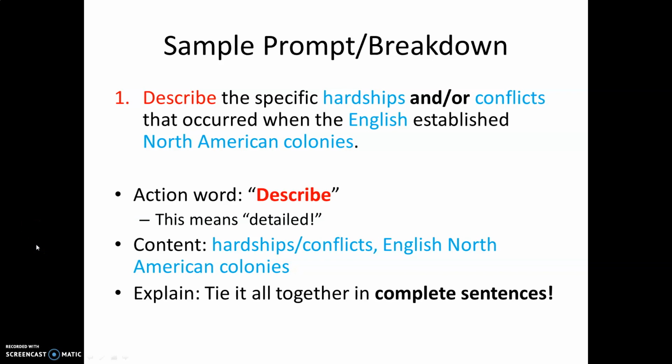So again, that's an SAQ. Short answer question. Second part of the unit test, you'll have 2 choices, 3 prompts per choice. You select 1. So you're going to be writing a total of 3 well-developed paragraphs.